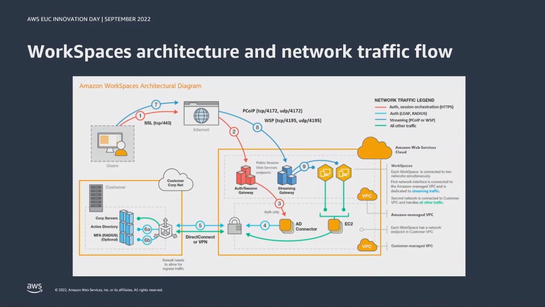And each workspace has two network interfaces. The first network interface is connected to the service VPC. It handles all the streaming traffic. And the other network interface is connected to the customer VPC, responsible for other traffic. And if you look at the right lines, that's the authentication network traffic flow. So the customer first authenticates through the authentication gateway, which sends the authentication request to the customer AD on their network, and gets the authentication back. And once authenticated, the user can start streaming through the streaming gateway. So that's a rough architecture.